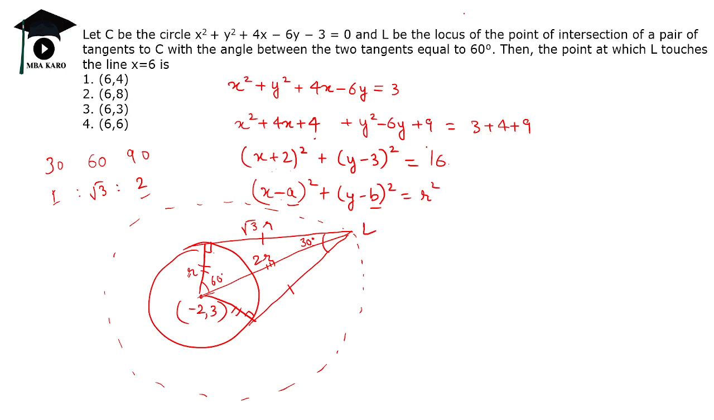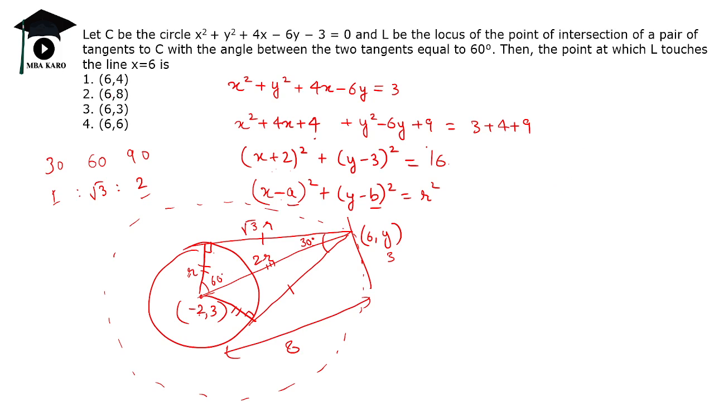Now we do not have to find the radius or any such thing. The question is asking for the point at which L touches the line x equal to 6. So let's say this is the line at which it touches. Here we are given that x is equal to 6, so we have 6 comma y. We see that x is 6 in all the options, so that is fine. Now the distance from the center to this line should be 8. If you see, from minus 2 to 6, the distance is 8. So essentially y should be equal to 3.